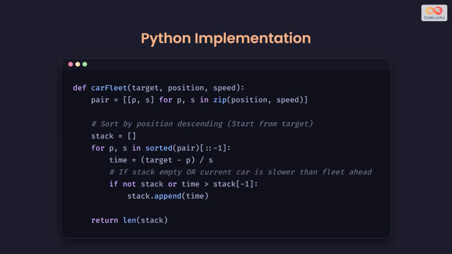Here is how it looks in Python. We zip the position and speed lists to create pairs. We sort them in reverse. We use a stack to keep track of fleet times. As we iterate, we calculate the time. If the stack is empty, or if the current time is greater than the time at the top of the stack, it means we found a new fleet, so we push the time. Otherwise, it merges and we do nothing. The result is the size of the stack.